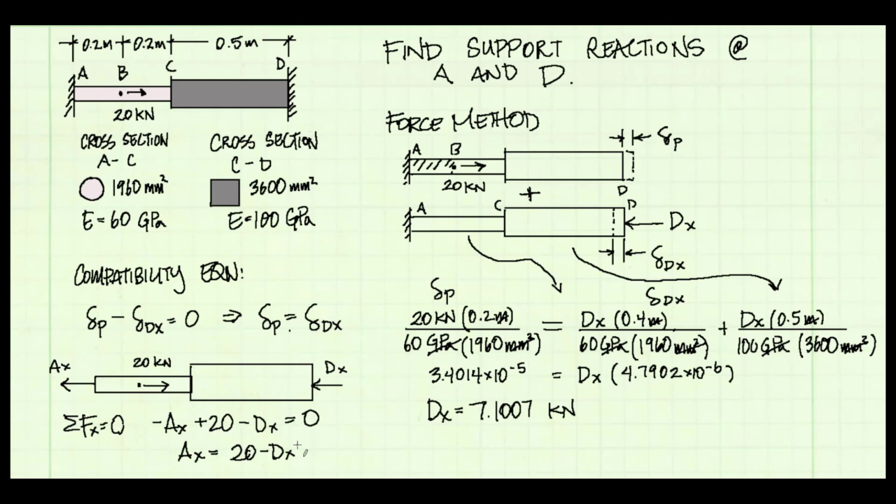And from static equilibrium, I can draw a free body diagram of the full original member. And by summing forces in the x direction, I see that ax is equal to 20 kilonewtons minus dx. And I now have my two support reactions. So that was solving this problem using the force method.